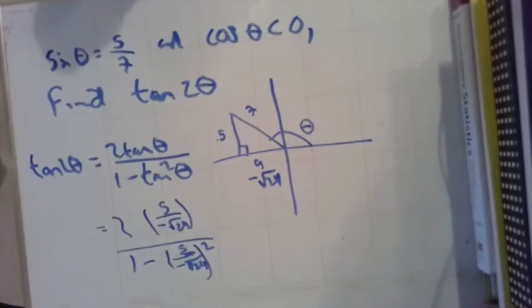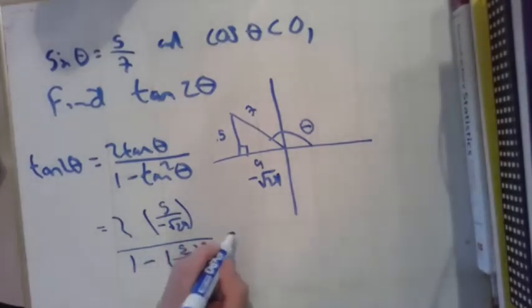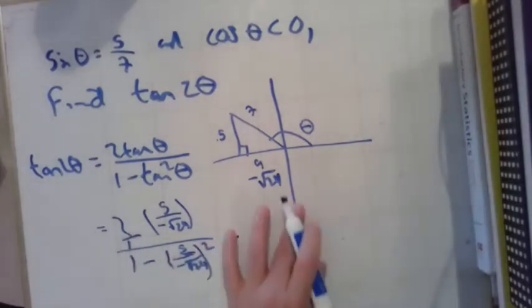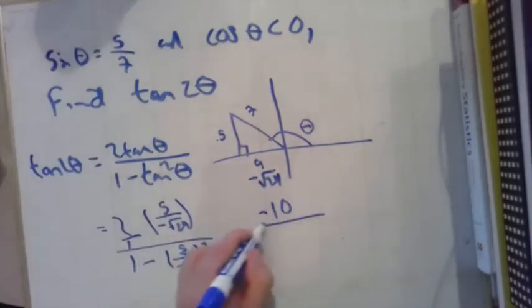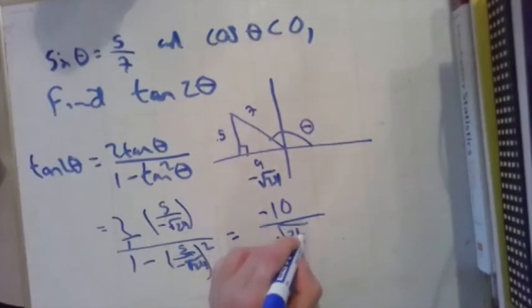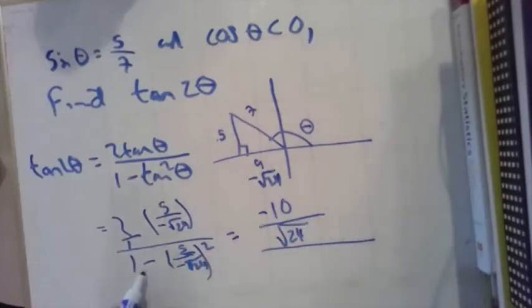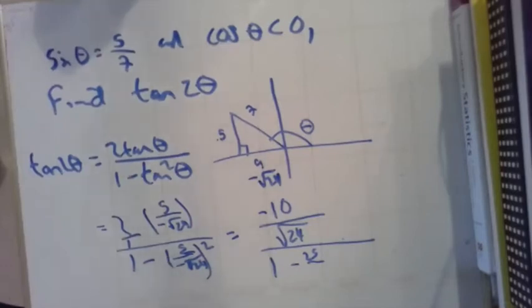squared. Okay, now I'm going to go ahead and simplify this, but honestly, I could literally just type it in like that. But let's simplify that. So that's 2 over 1. So that will be 10. I could bring that negative up on top over square root of 24. Down here, to square a fraction, square the top and bottom. 1 minus 5 squared would be 25. Square root of 24 squared is 24. Squaring a negative, it just disappears.